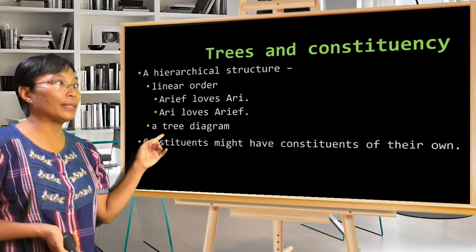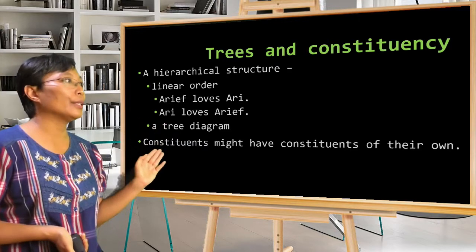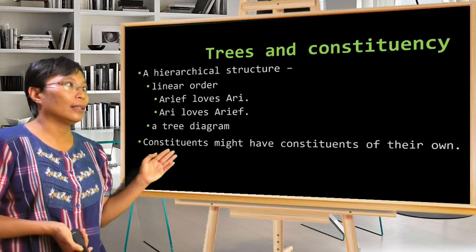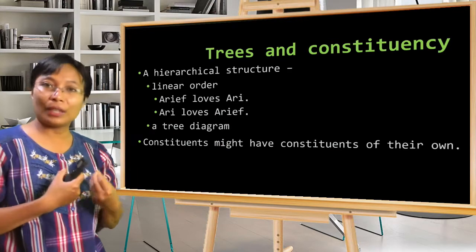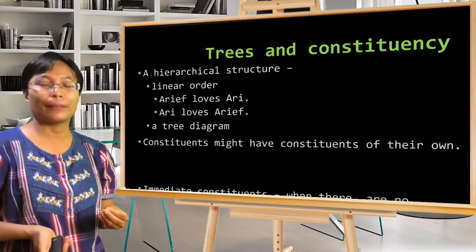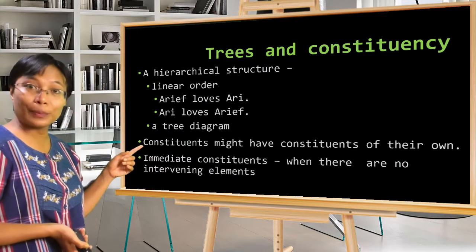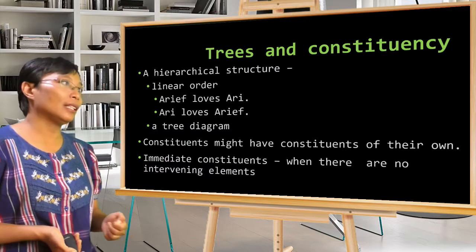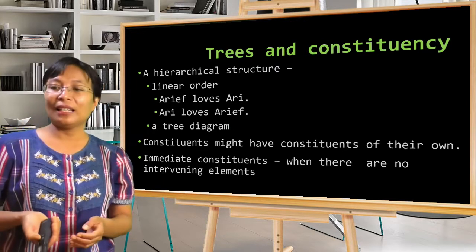When we draw the tree diagram or when we describe the constituents in a linear order, we have to remember that constituents might have constituents of their own. So, a constituent in a bigger constituent. Because we have this possibility, we may have what we call immediate constituents. An immediate constituent is the constituent where there are no intervening elements.